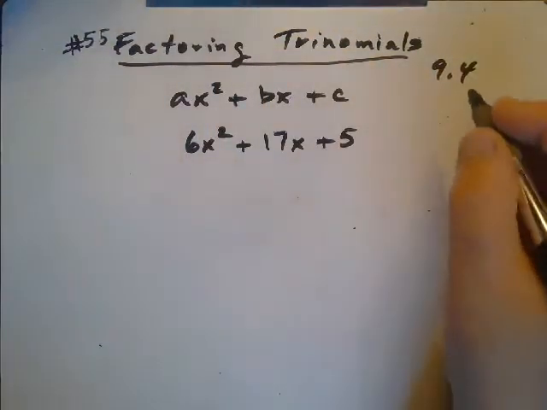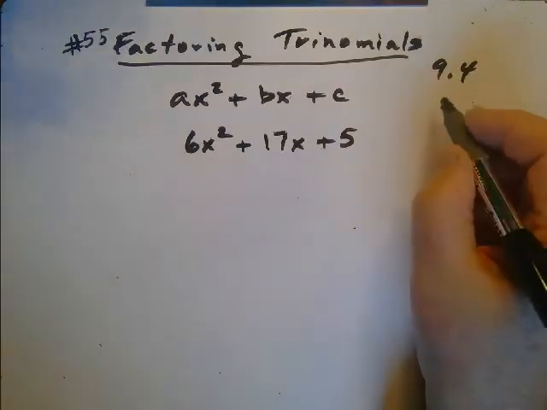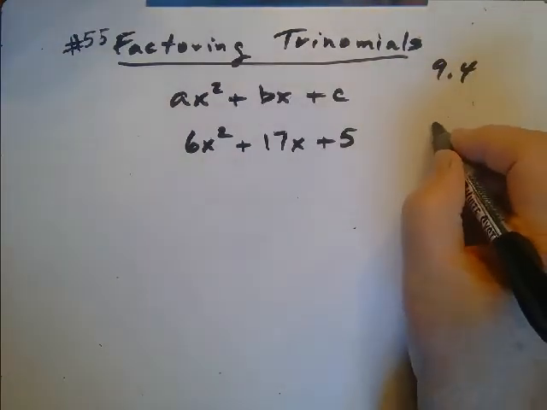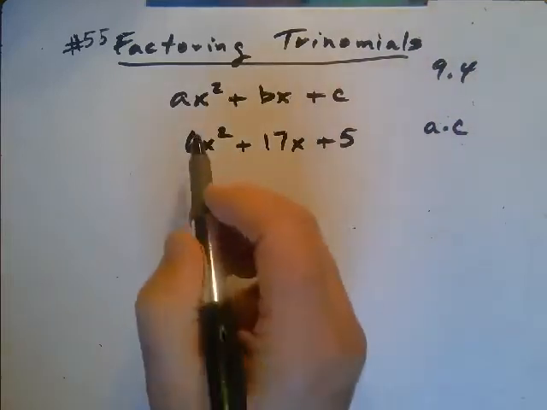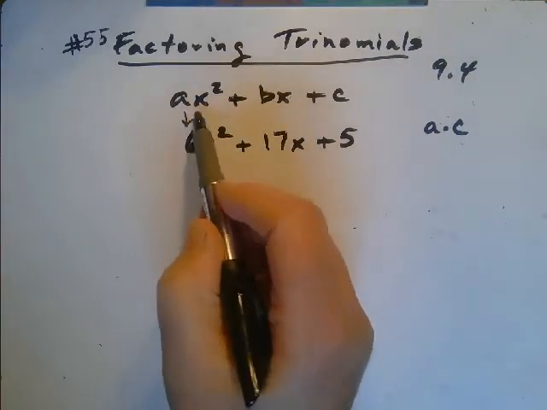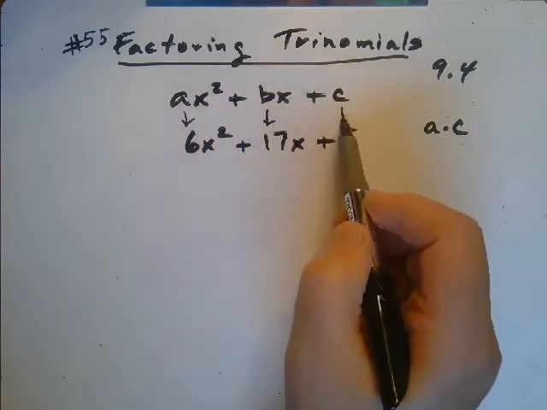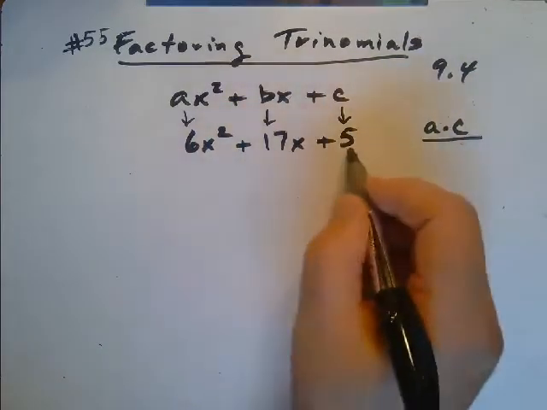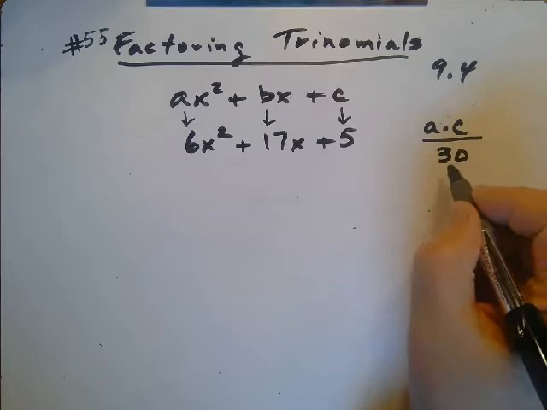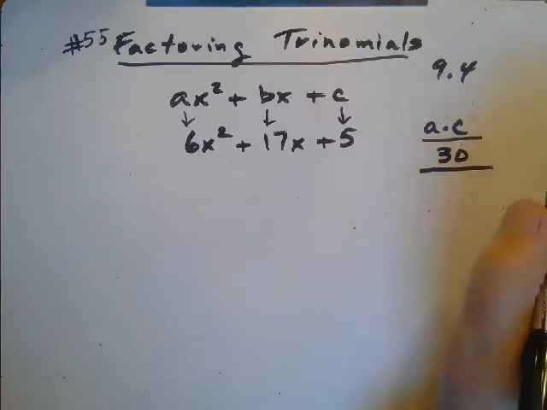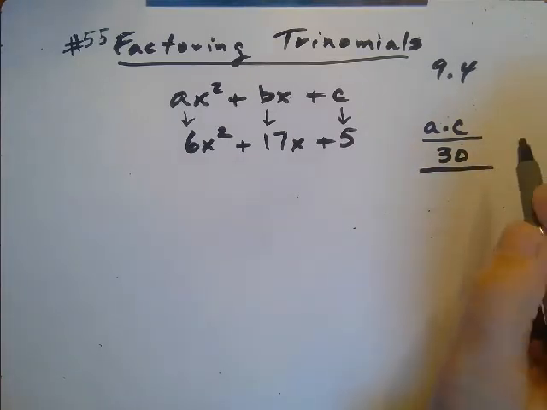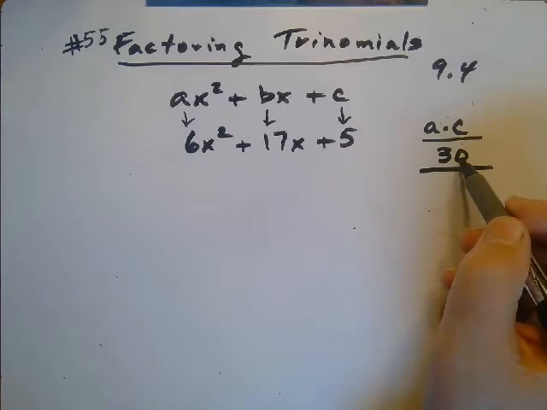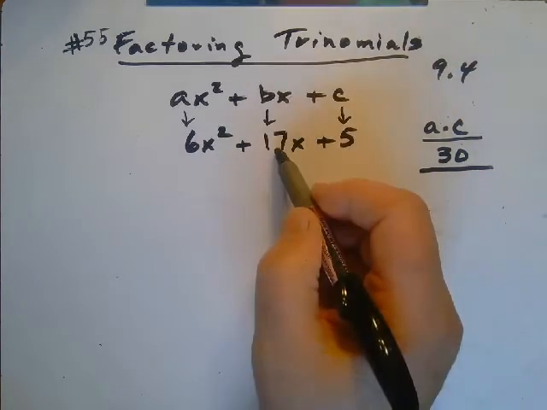So step 1 on factoring a trinomial is multiply A times C. Well, remember, A is the first term. There's A, there's B, and there's C. So A times C, well, 6 times 5 is 30. Now I'm playing the product-sum game, step 2. What two numbers will give me 30 when I multiply and 17 when I add?